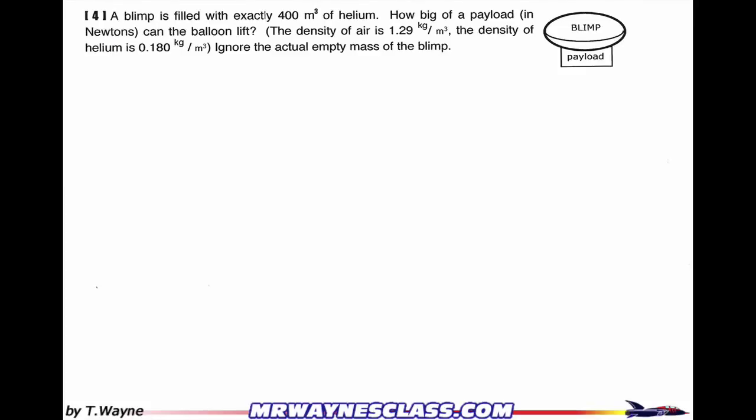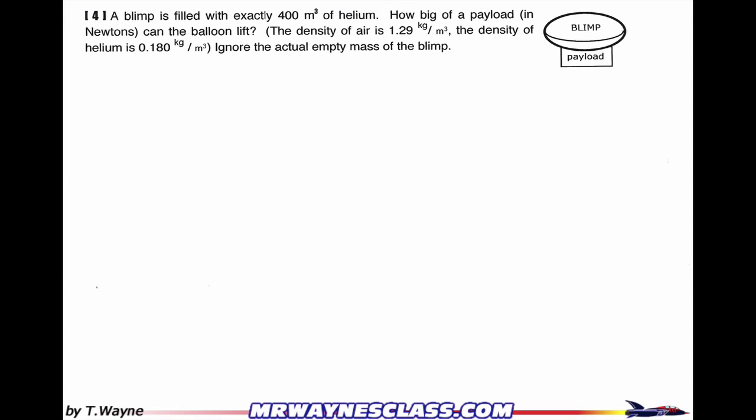The blimp is filled with exactly 400 cubic meters of helium. How big is the payload that the balloon can lift? So I got the density of the air, I've got the density of the helium, and it says to ignore the actual mass of the empty blimp. So since I'm talking about lifting the blimp, I'm talking about a buoyant force here.